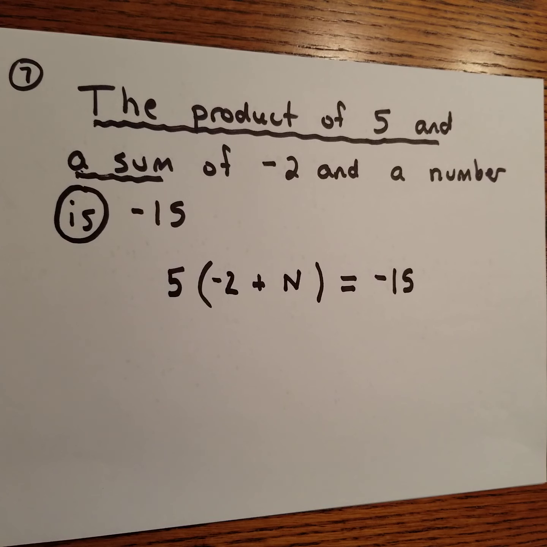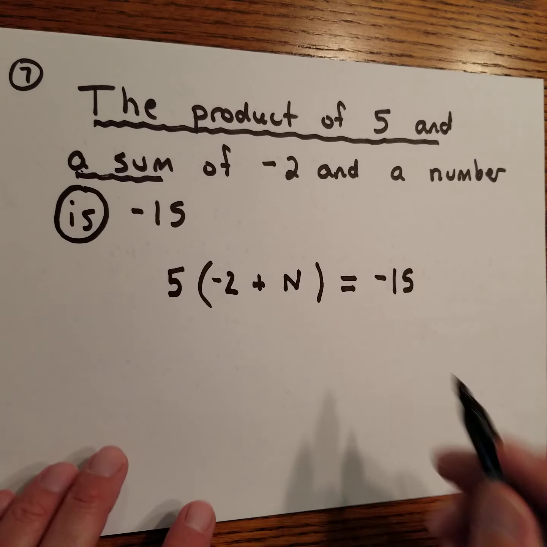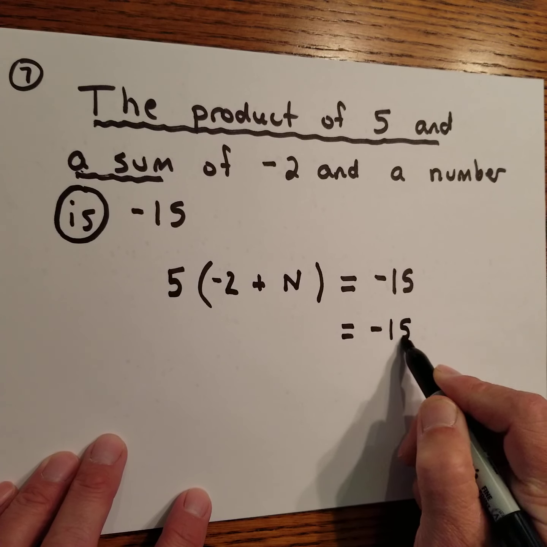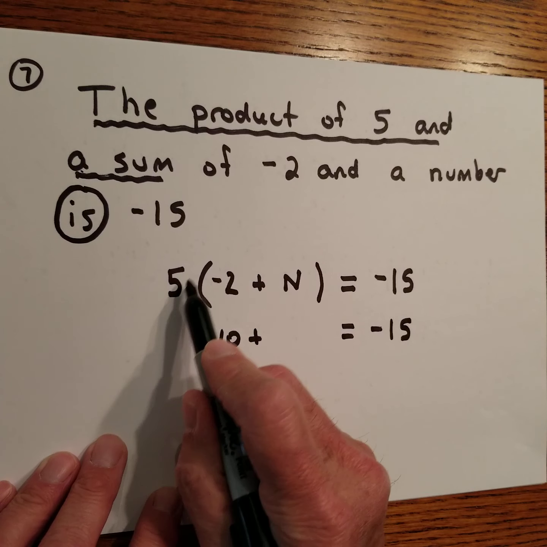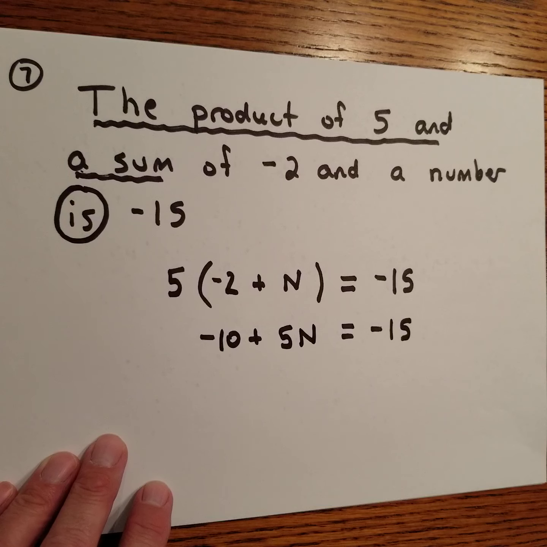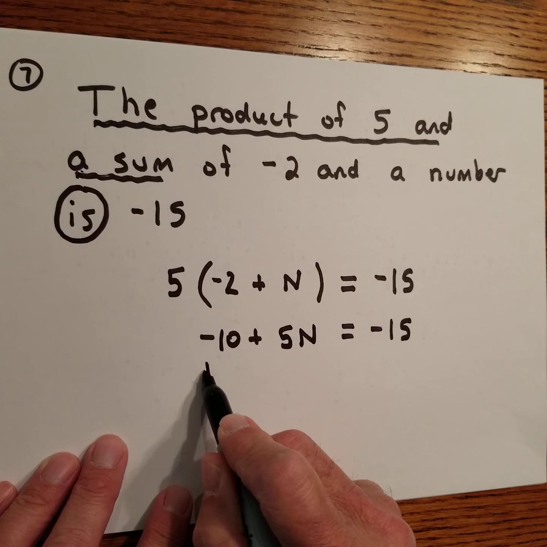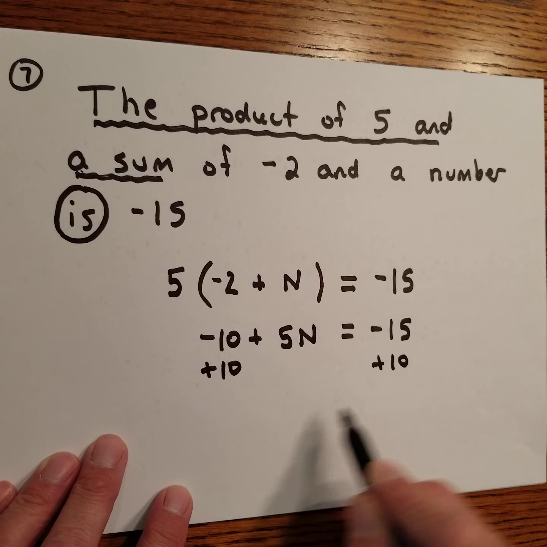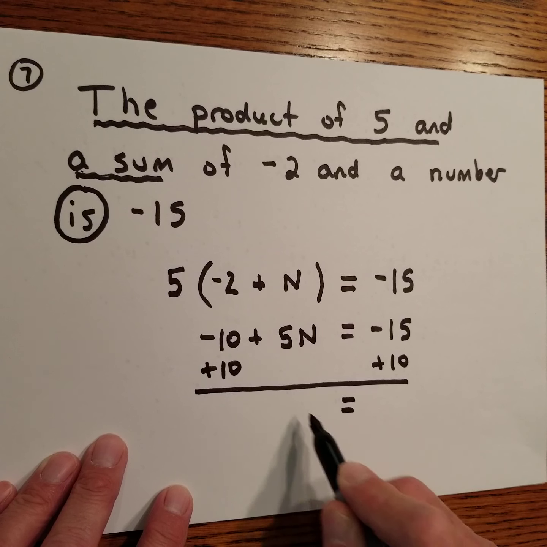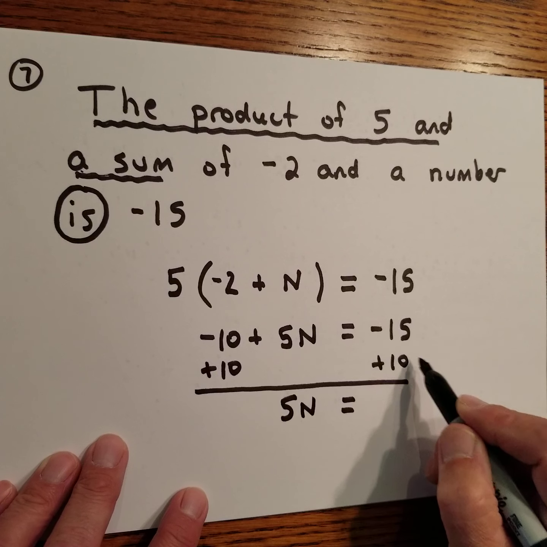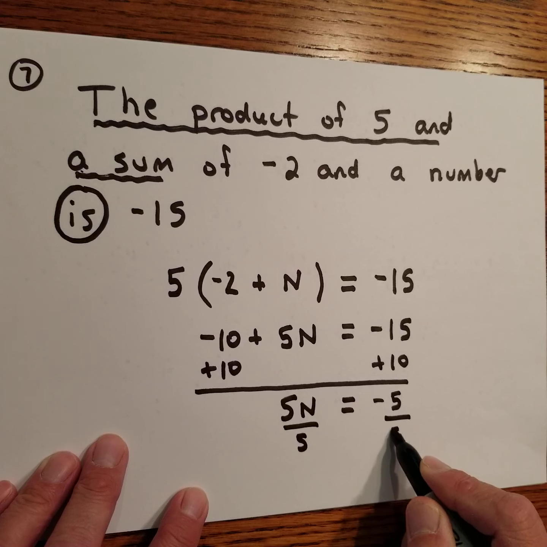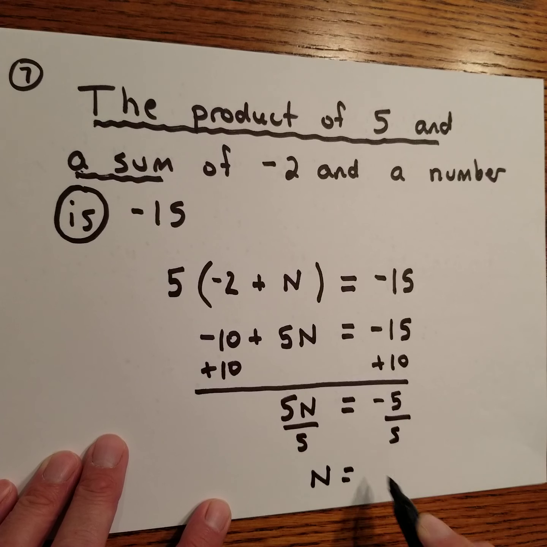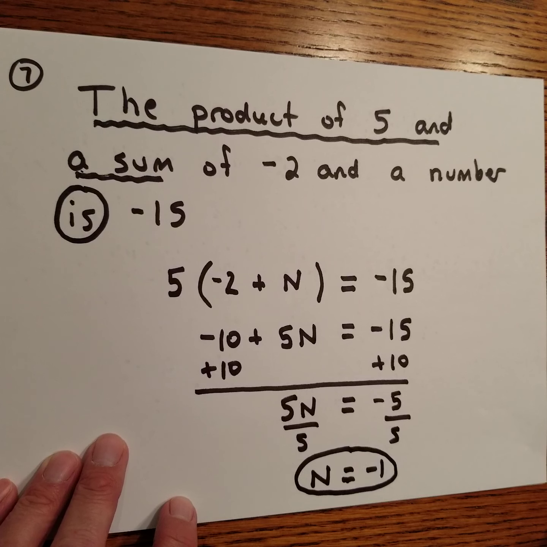Those are tricky. Those will take some practice. Let's solve. I'll distribute the 5. 5 times negative 2, 5 times n. Now get rid of the negative 10 by adding 10 to both sides. Negative 15 and positive 10 is negative 5. When I divide, final answer, negative 1. Great.